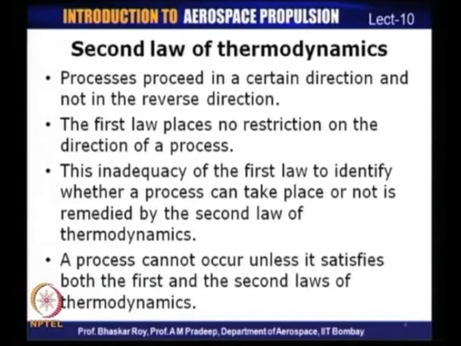we have discussed that the first law of thermodynamics really does not place any restriction on what direction a particular process can take, and therefore, this is an inadequacy of the first law, that it cannot identify whether a process can take place or not. First law cannot identify whether a process is feasible or not, and so this has to be remedied by defining the second law of thermodynamics.